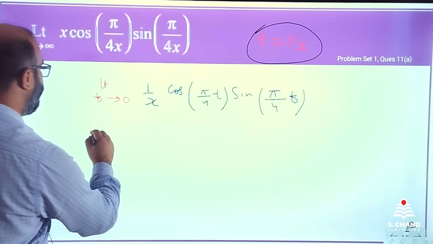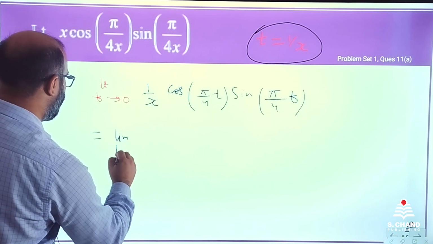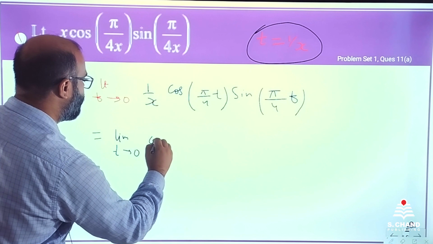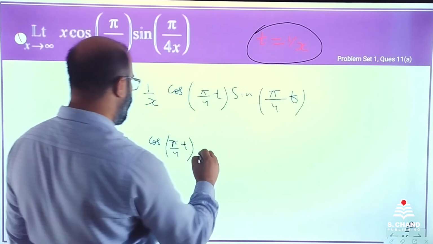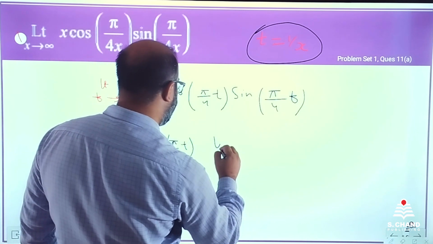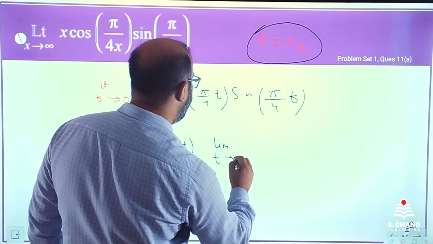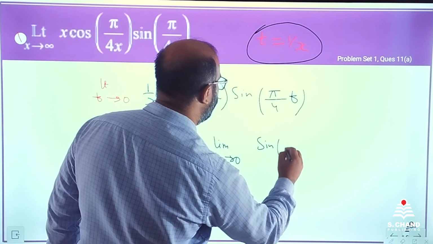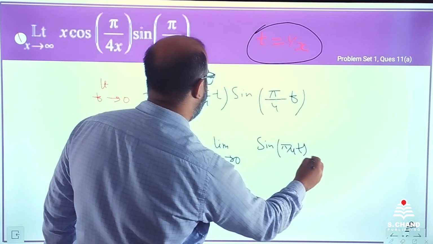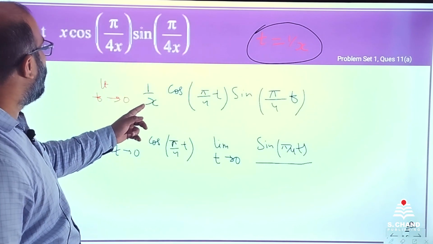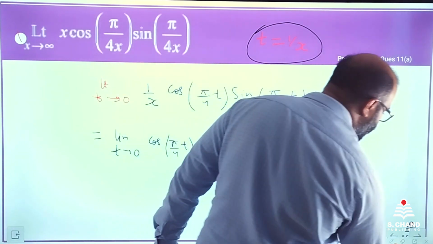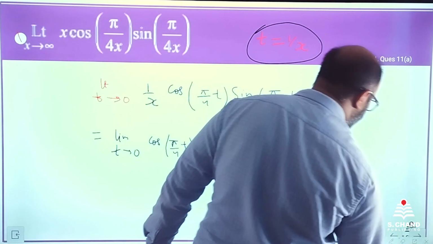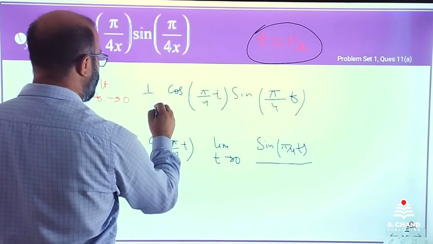Now in the next step, what we can do: limit t tending towards 0 of cos pi t by 4, I am writing separately, into limit t tending towards 0 of sin pi t by 4 with 1 by t here. This is not x, this is t, because x is 1 by t. So as we know here, this is t here.